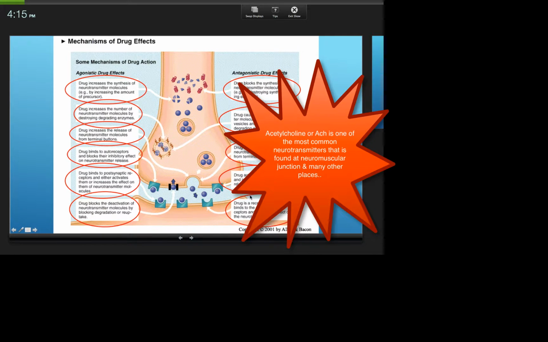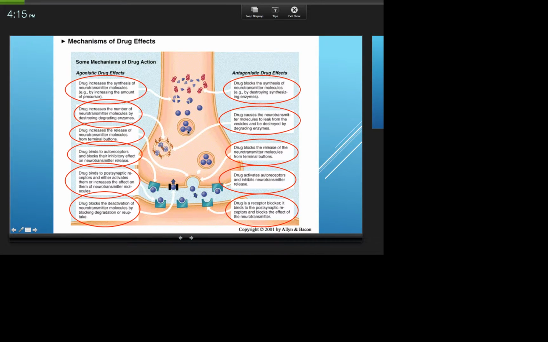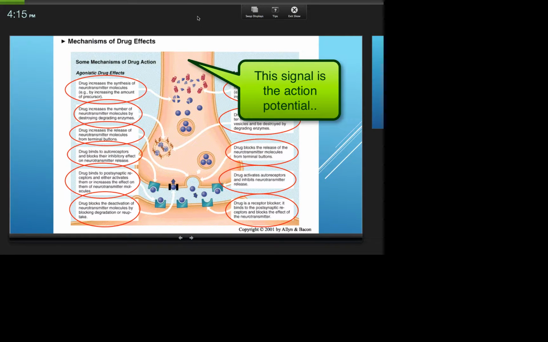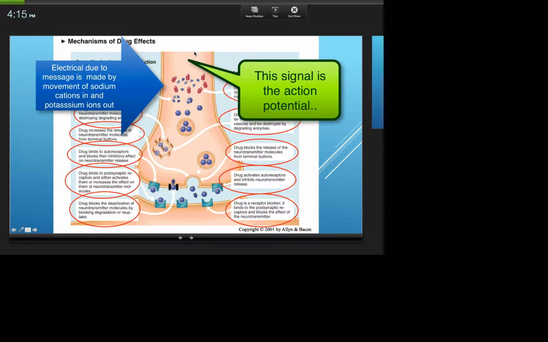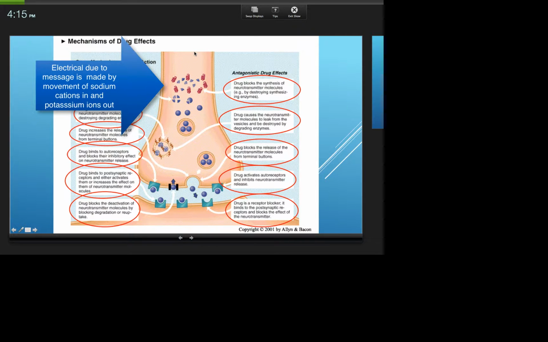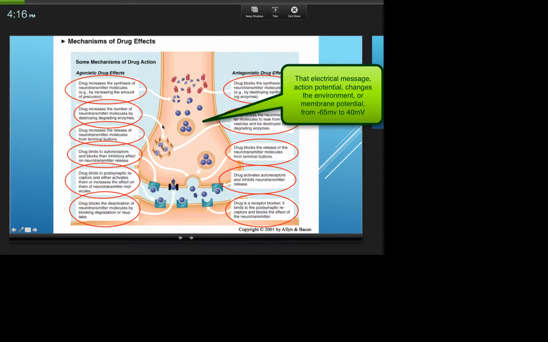If this was a muscle on the other side, this would be acetylcholine. What happens is a signal comes from the cell body down the axon, and it's an electrical message. We're going to go through this on a different slide in detail. I'm just giving you a brief overview. This electrical message gets to the presynaptic side, which is called a button or bouton, depending on who you talk to.